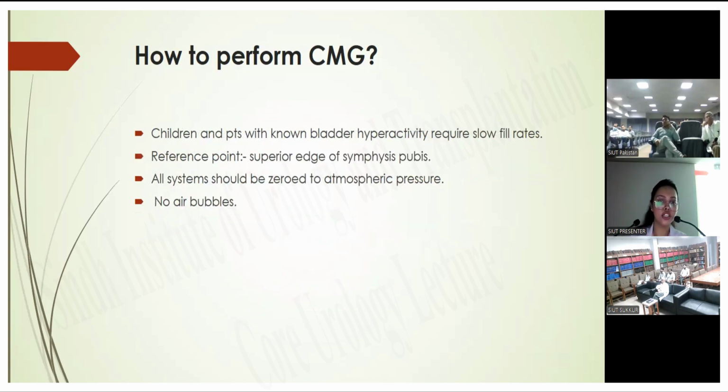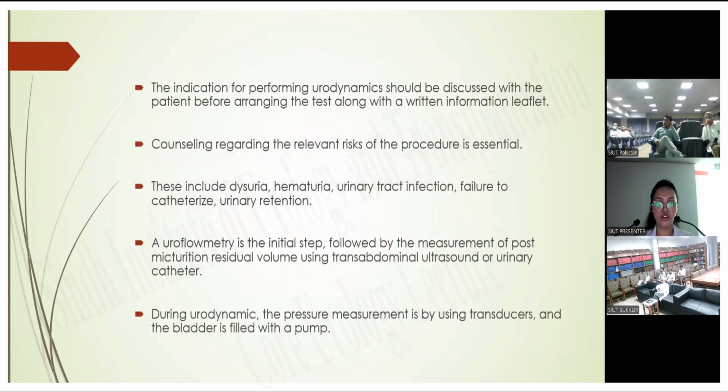In children and patients with known bladder hyperactivity, it will require a slow filling rate. The reference point, as already discussed, is the upper border of the symphysis pubis. All systems should be zeroed to atmospheric pressure, and there should be no air bubbles in the tubing. These we have all already discussed.